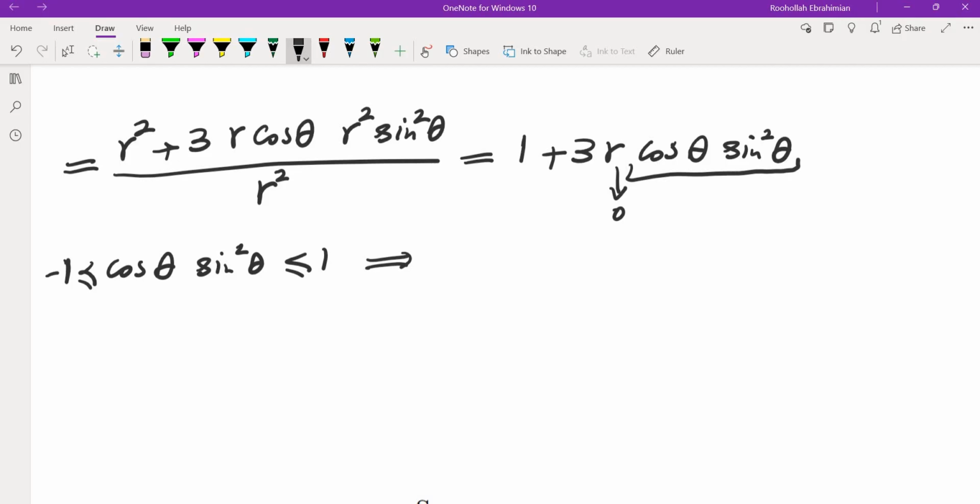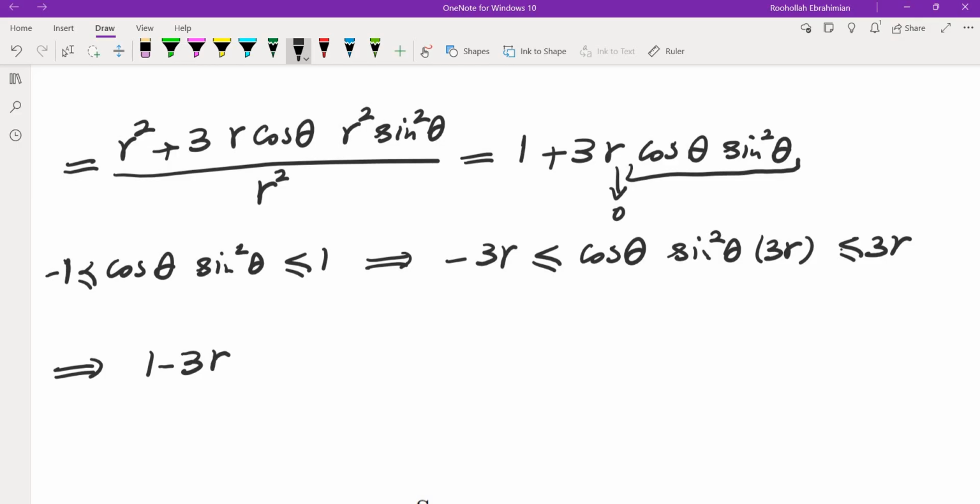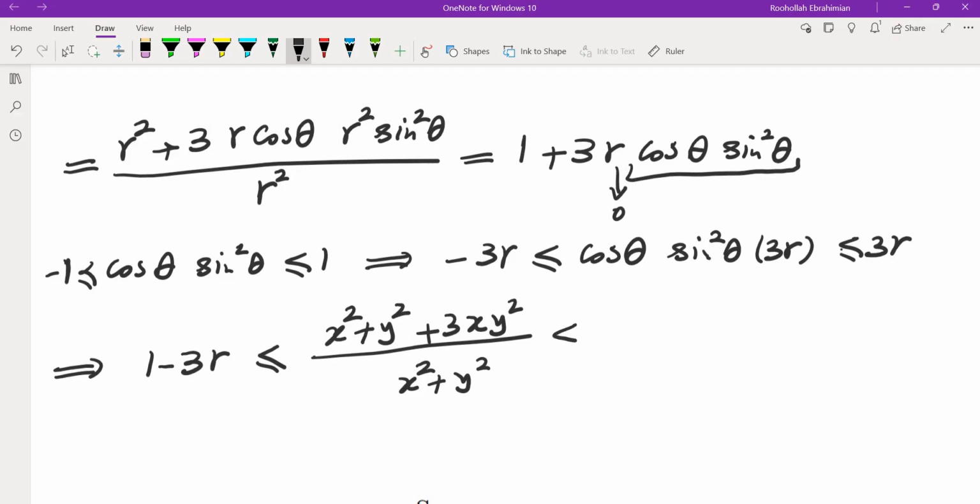Well, r is always positive. It's the distance to the origin. So we can multiply by r. We're going to multiply by 3r. Negative 3r is less than or equal to cosine of theta sine squared of theta times 3r, which is less than or equal to 3r. And then add 1, so we get 1 minus 3r is less than or equal to, this is exactly the function that they gave us, x squared plus 3xy squared over x squared plus y squared, and that's less than or equal to 1 plus 3r.